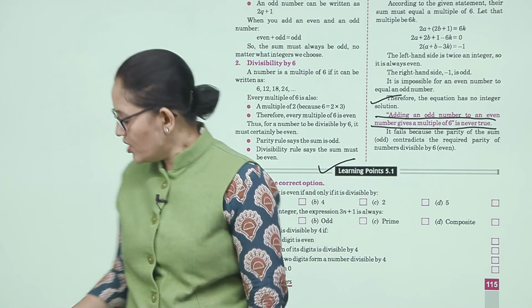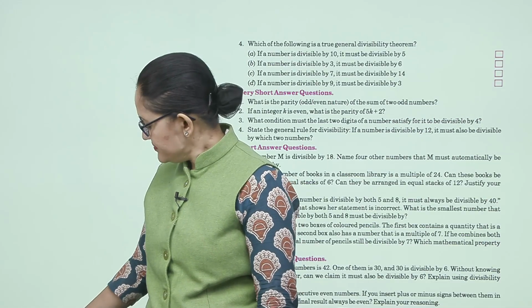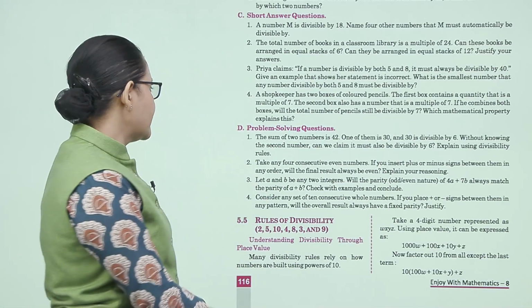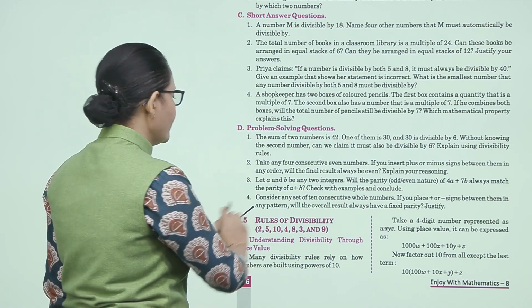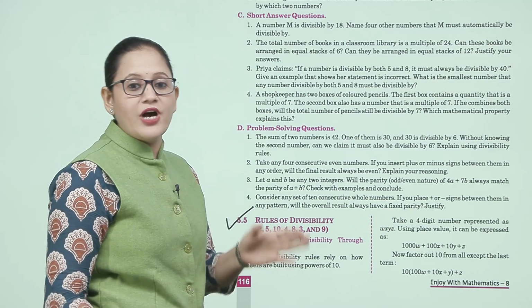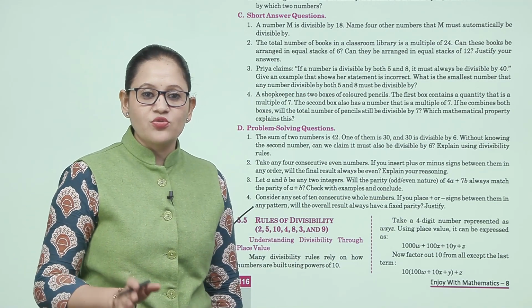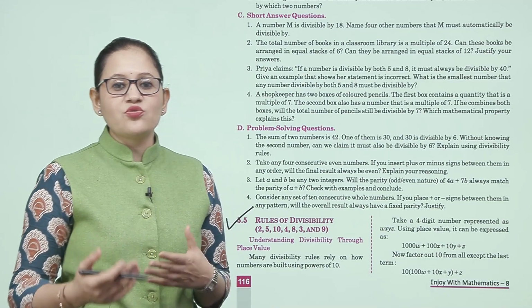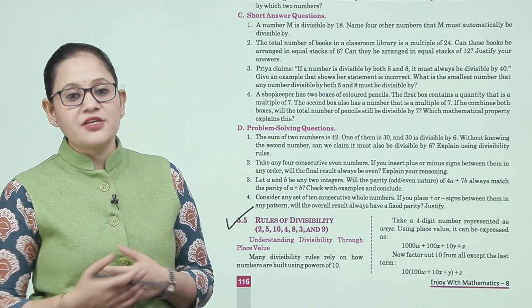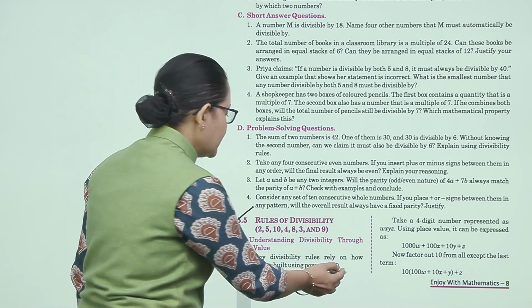So, you have to practice all the questions given here. Next is rules of divisibility by 2, 5, 10, 4, 8, 3 and 9. Understanding divisibility through place value. Many divisibility rules rely on how numbers are built using powers of 10.